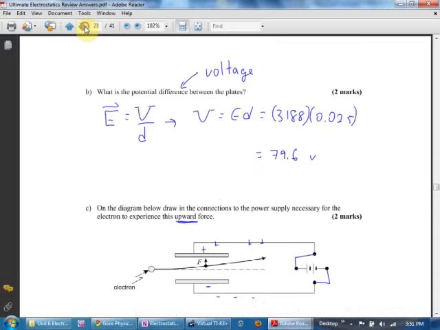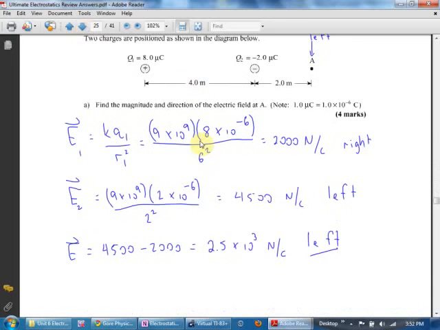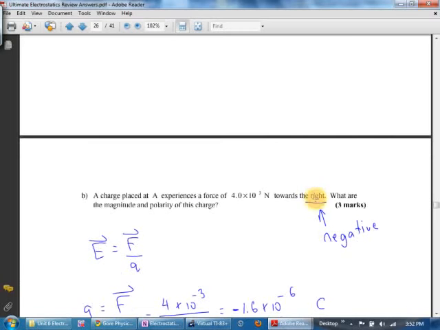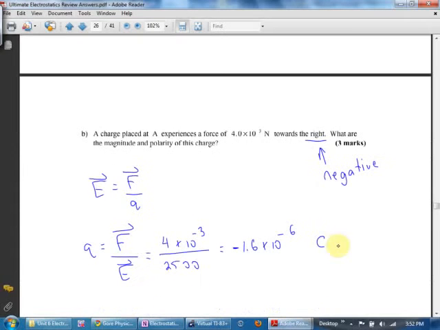So, when I crunched the numbers, I got an electric field from Q1 of 2,000 to the right, because it's positive, so it would want to push a positive charge to the right. When I crunched this one here, I got an electric field of 4,500 newtons per coulomb to the left, because a positive would want to move towards the negative. So my net electric field was to the left. That means which way would a positive want to move? To the left. Which way would a negative want to move? So if in part B, they tell me it experiences a force to the right, I already know it's negative. Then to find the polarity, I said, well, electric field is force on a charge, force divided by the charge, so the charge is going to be the force divided by the electric field.